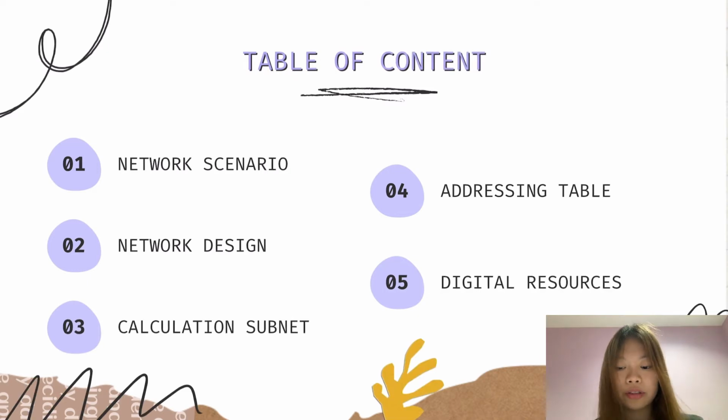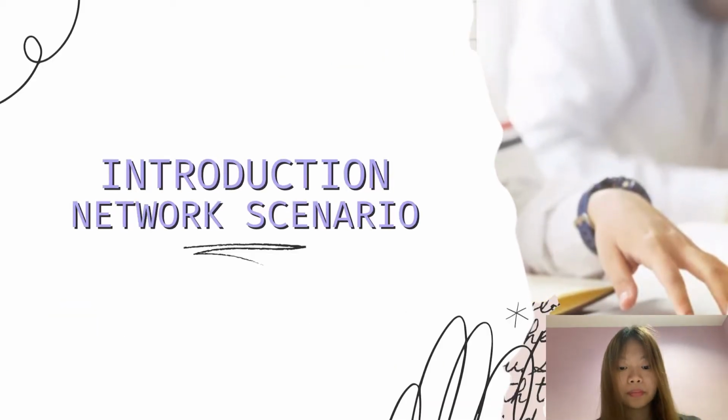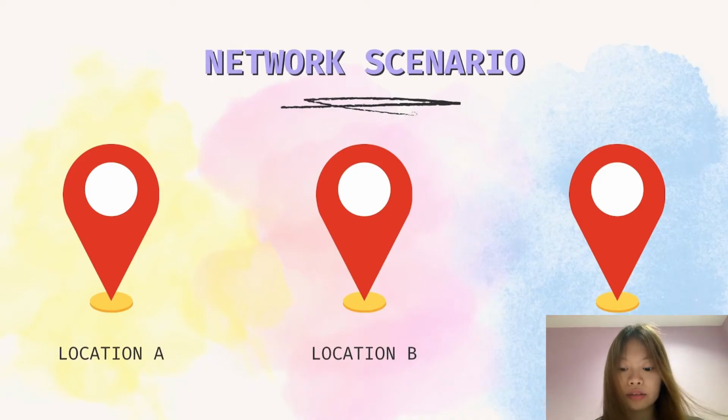So the table of contents, which is what we are going to talk about today, is the network scenario, network design, calculations of the subnet, addressing table, and digital resources that we use. For the introduction of the network scenario, in our network scenario there are three locations: location A, location B, and location C.